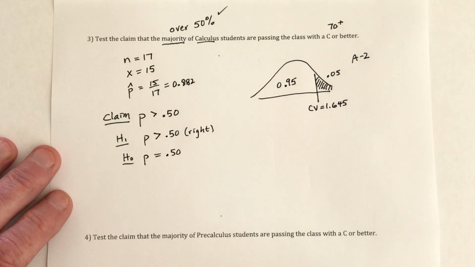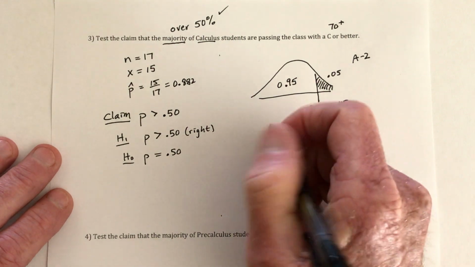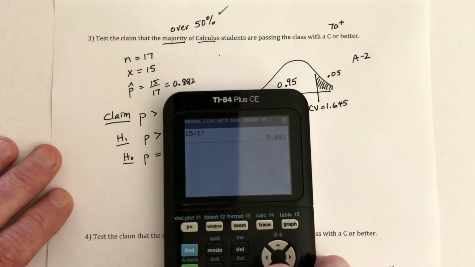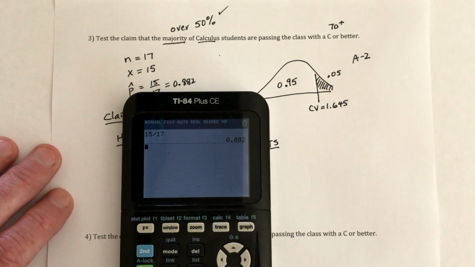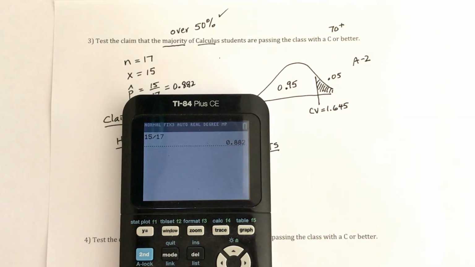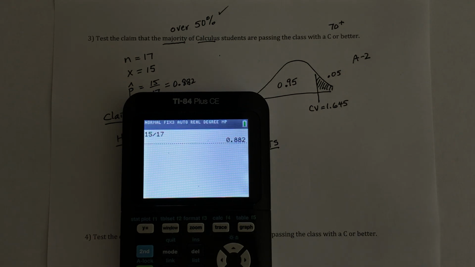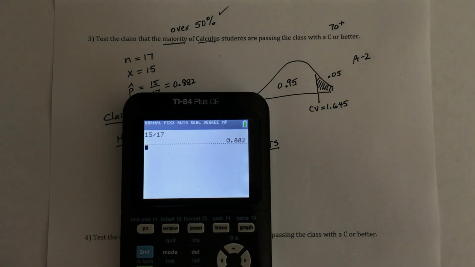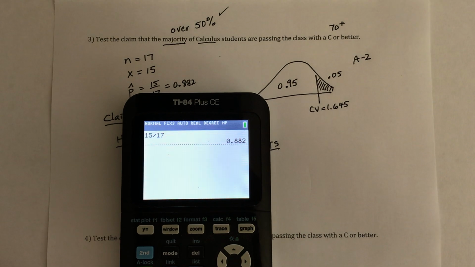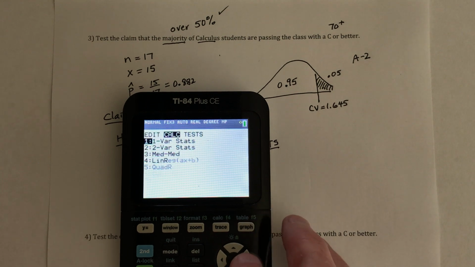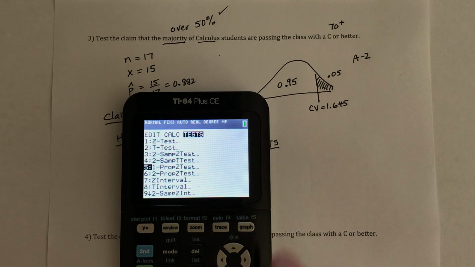And now we could use the calculator to do the test. So for the test statistic, my little iPad here. There we go. I think you can see that. I can see it, so hopefully you can. So you go to Stat, go over to Test, and then it's going to be number 5, 1 proportion z-test.